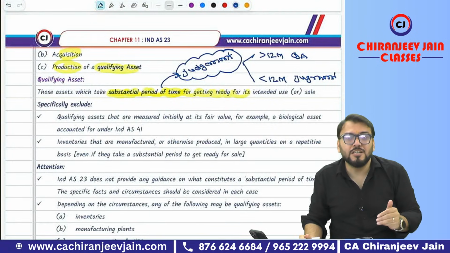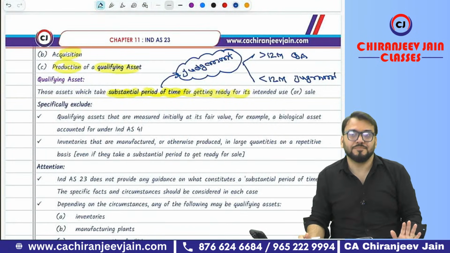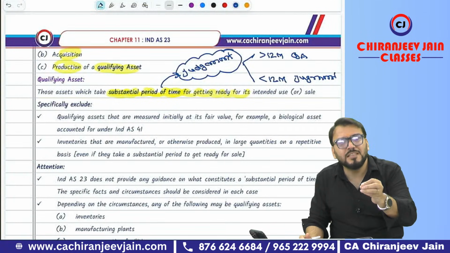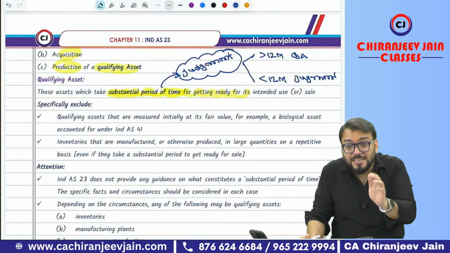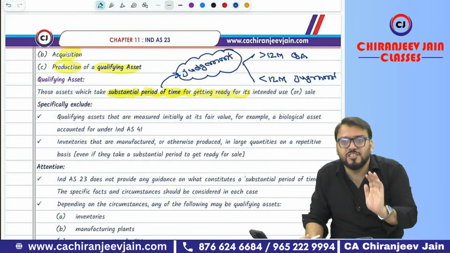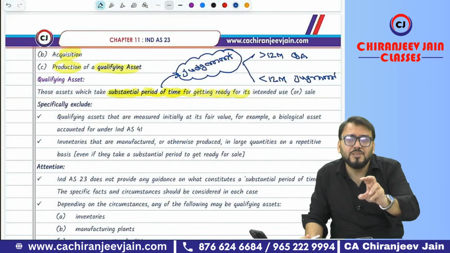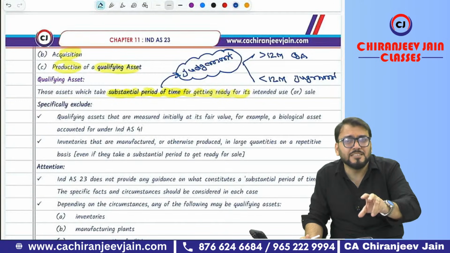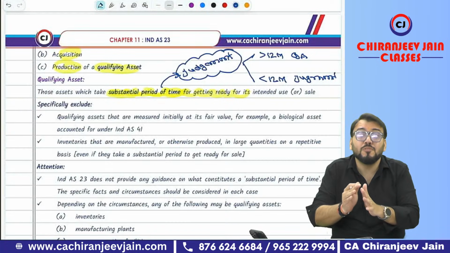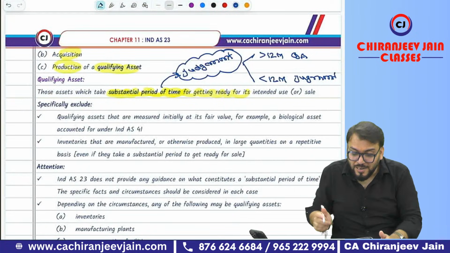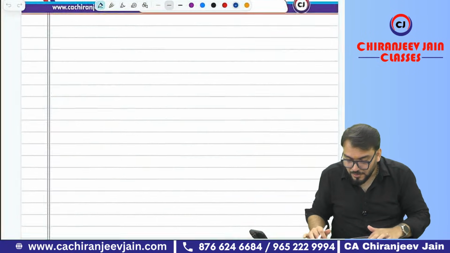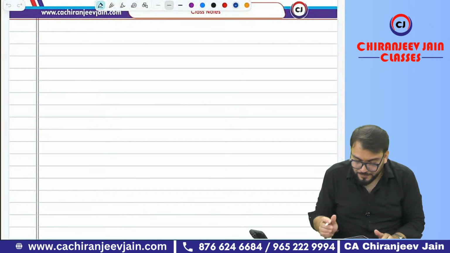From the examination point of view, if any asset is constructed, we always assume it is a qualifying asset. But if any asset is acquired and it takes some time for installation, then if nothing is given, we can assume it is not a qualifying asset. Got this point? Then also it depends upon assumption. So from the examination point of view, try to understand.